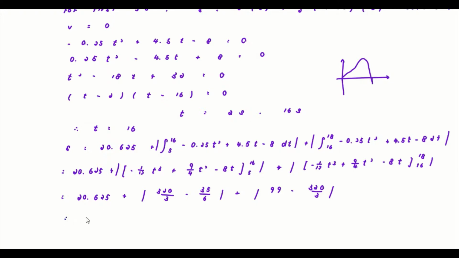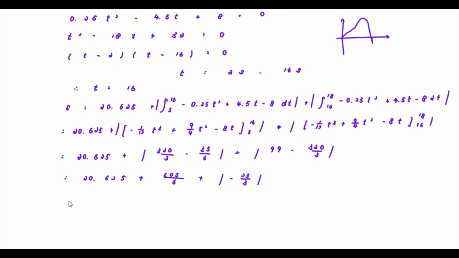So after that, let's solve. 20.625 plus 605 over 6 plus, this is a negative value as predicted. Then our final answer should be equal to 129.128 meters.